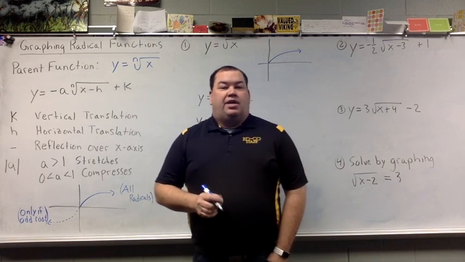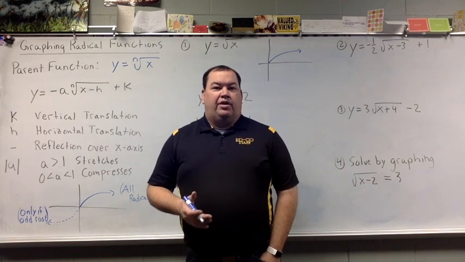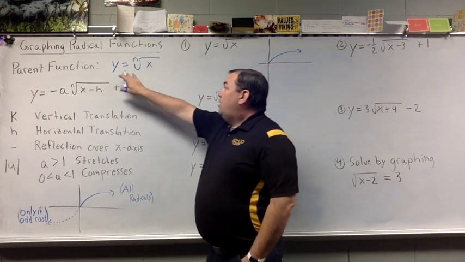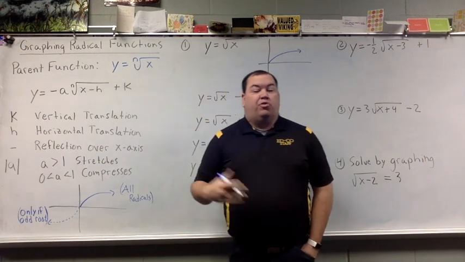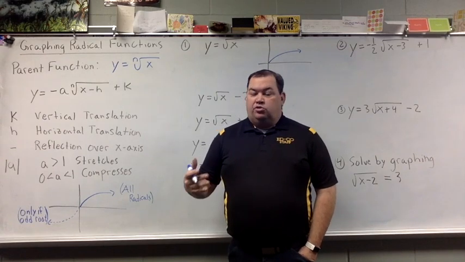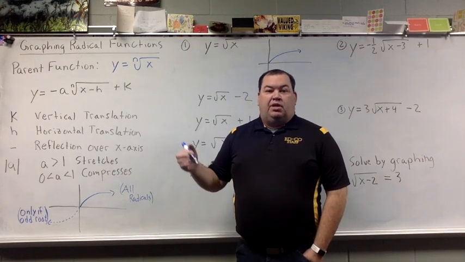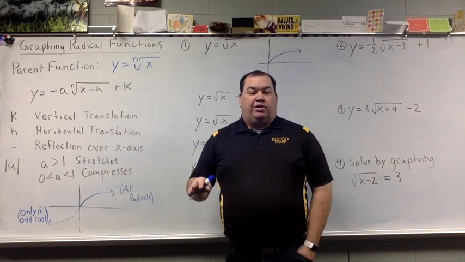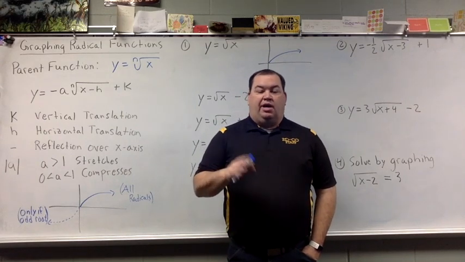Today we're going to take a graphical look at our radical functions. I've got the parent function here, y equals the nth root of x. Remember, n can be any number, 2 through whatever, but the radical functions act a lot like the power functions. They separate themselves into an even group and an odd group.